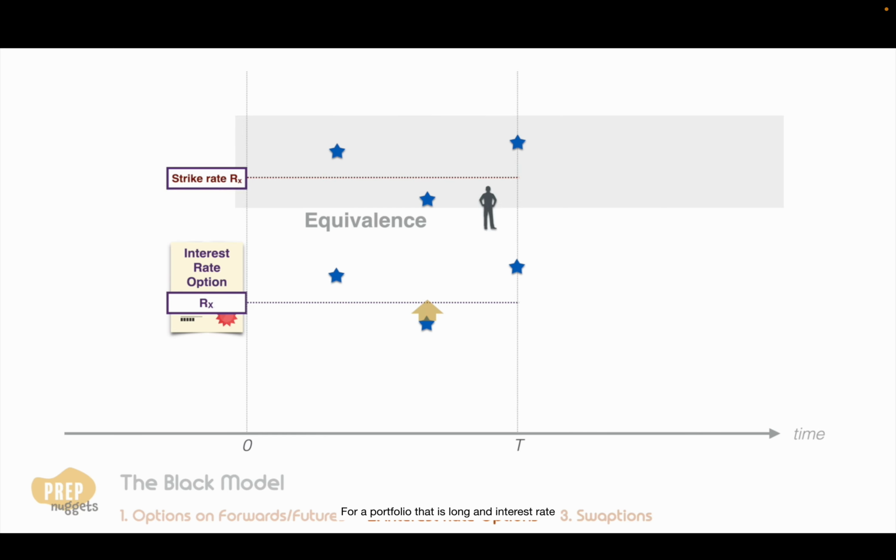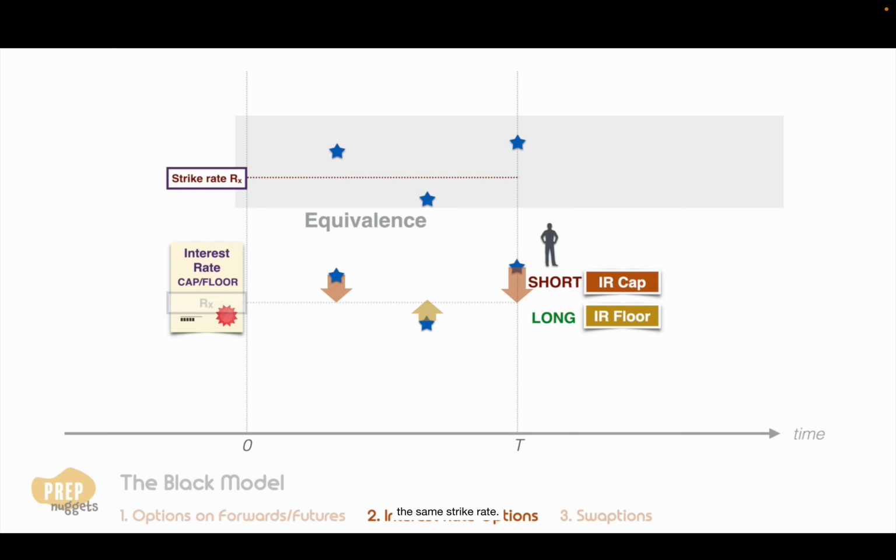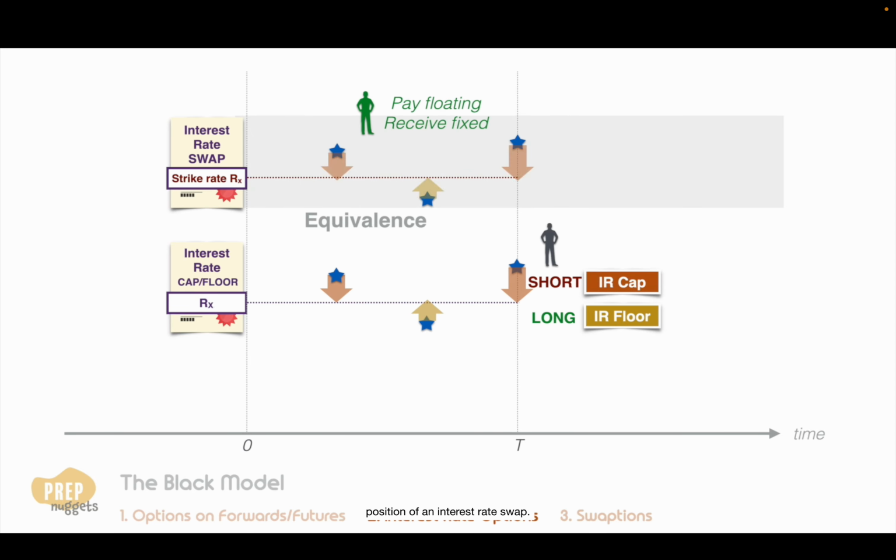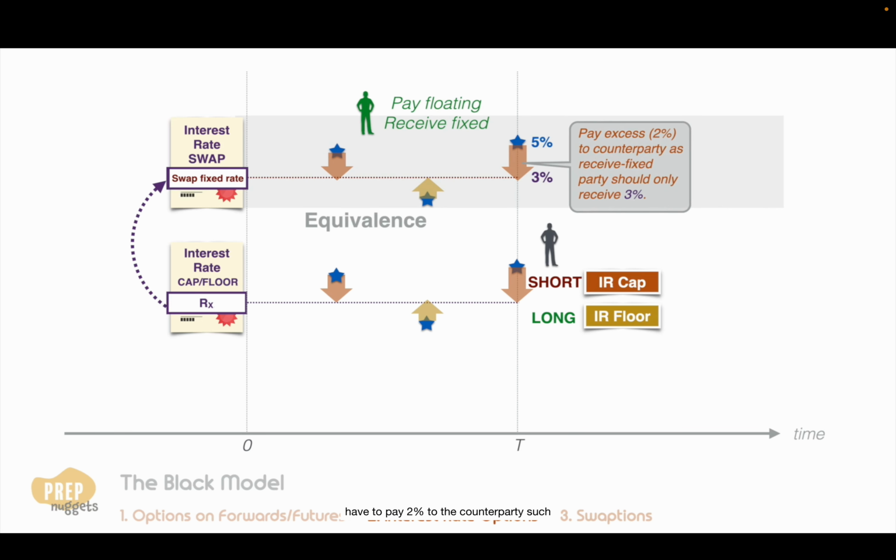For a portfolio that is long an interest rate floor and short an interest rate cap with the same strike rate, the equivalent derivative is the pay floating receive fixed position of an interest rate swap. The swap fixed rate is equal to the strike rate of the cap and floors. To understand why this is the receive fixed leg, consider a swap with a fixed rate of 3%. If the spot rate is 5%, the floating rate receiver would have to pay 2% to the counterparty, such that he only receives the fixed rate of 3%.